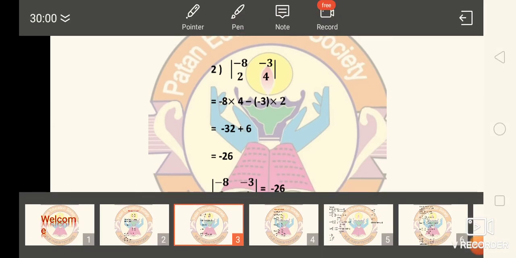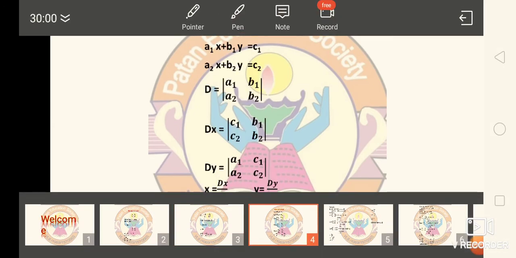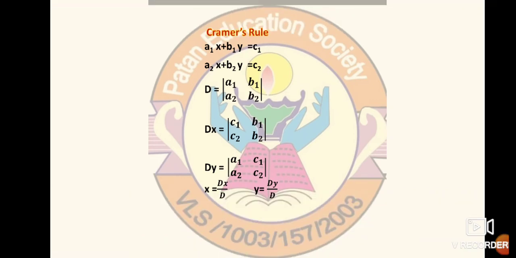Next point we are going to study is Cramer's rule. Now see how to solve the given simultaneous equation by using Cramer's rule. Cramer's rule is the third method of solving a given simultaneous equation. Why is it called Cramer's rule? Because it was invented by one of the great mathematicians named Gabriel Cramer. In honor of him, that method has been given his name, that is Cramer's rule.